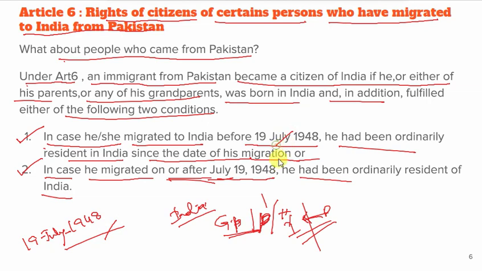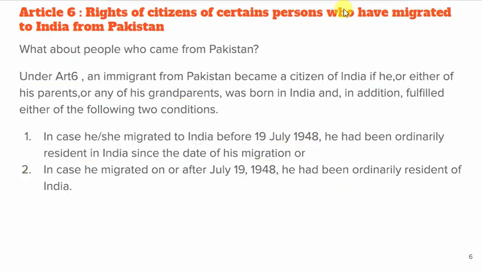Why are these particular timings given? Because that is when the major migration actually started. So we divided the migration process into before 1948 and after 1948. That's a small timeline division. That's why we mention 1948, before 1948 or after 1948. That's how we take the Pakistani immigrants who can get Indian citizenship. I hope you all understand Article 6.